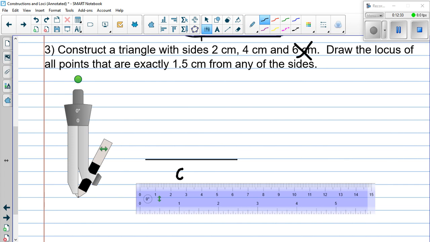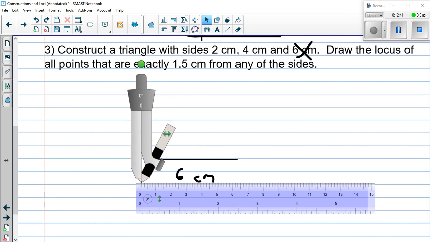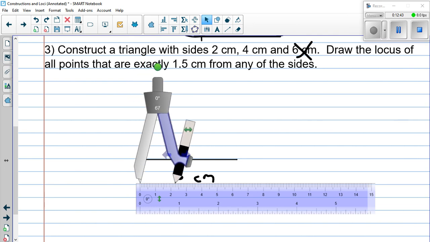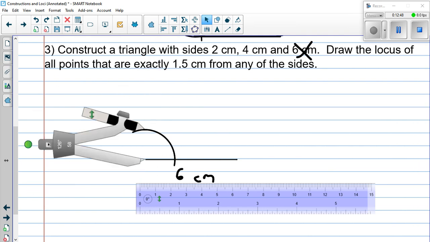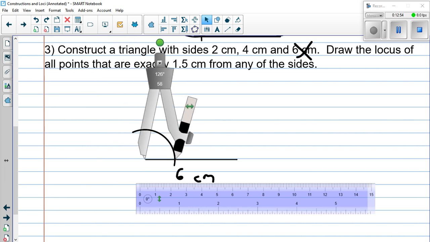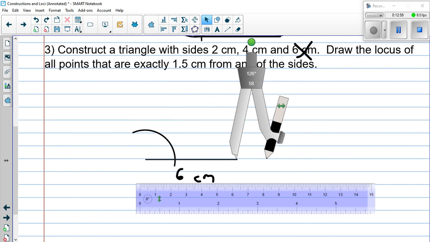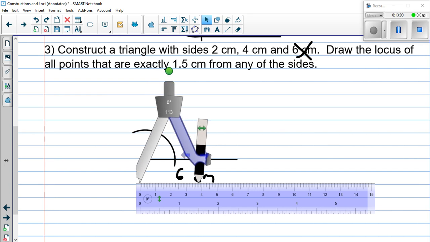So now, how am I going to construct this triangle? Well, let's just find our measurements. So we want 2 centimeters. So get it out and put it to 2 centimeters. Make yourself an arc. Right. Similarly, we can do the same with 4 centimeters. And we can make another arc.